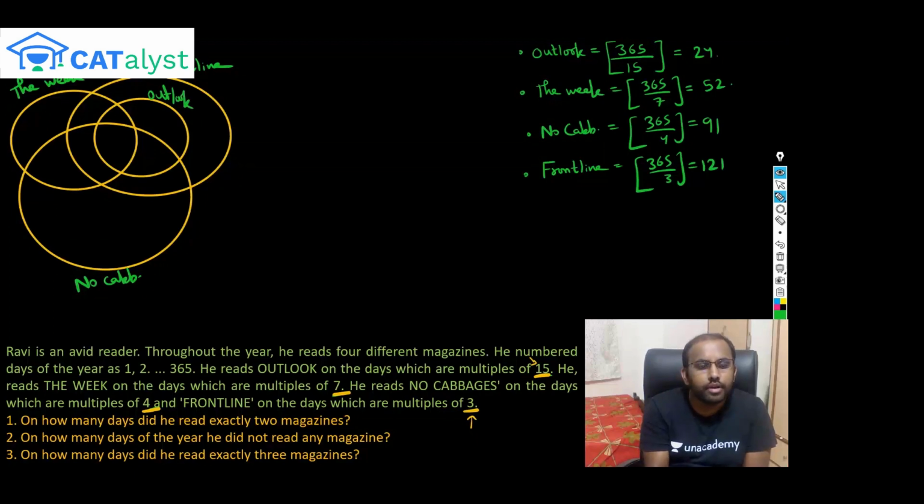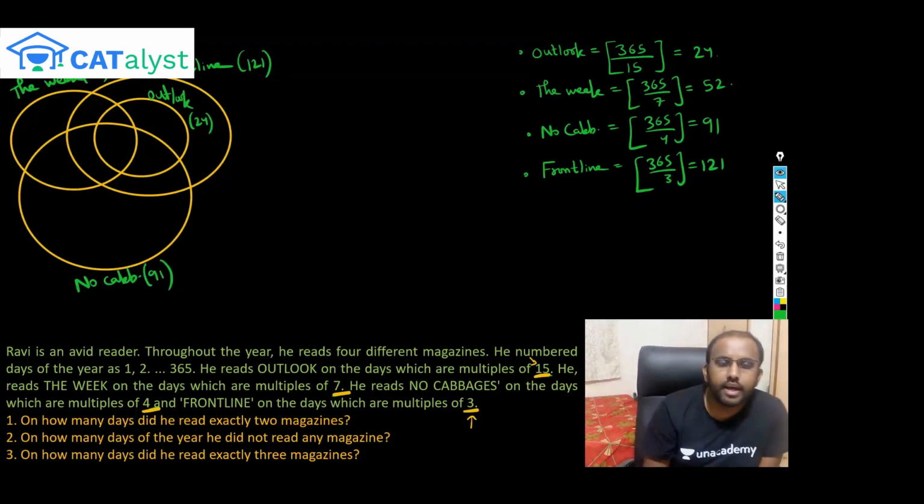If you observe, the week is basically 52 times. There are 52 numbers actually. Frontline is actually 121 times. Outlook is actually 24 times, and No Cabbages is actually 91 times, right?